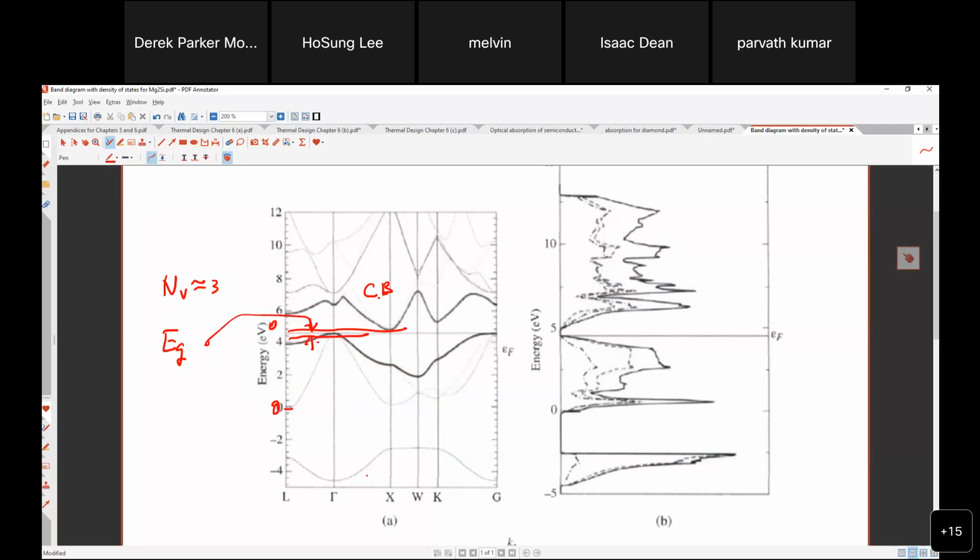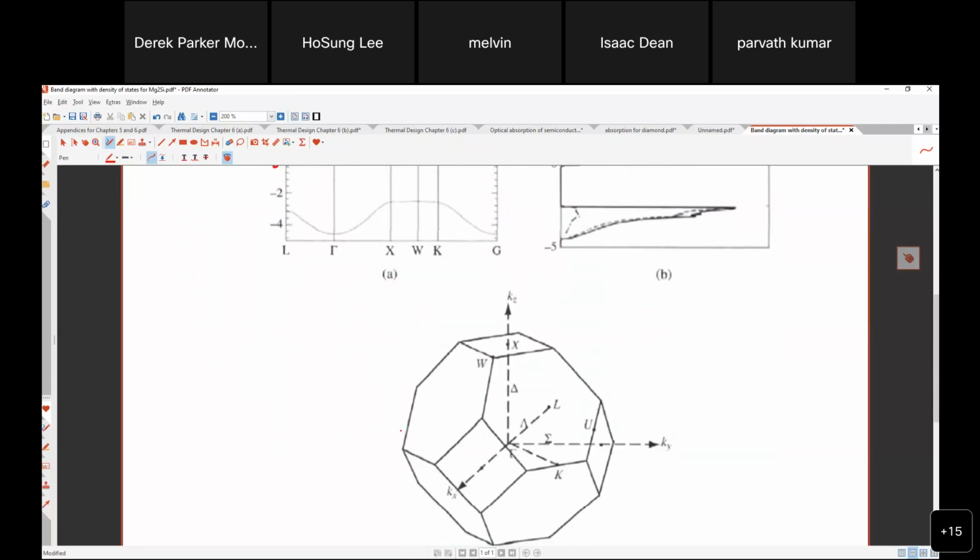And the directions: we understand gamma is here at the center, and the X direction and L direction, whatever, K direction. So these are the directions.